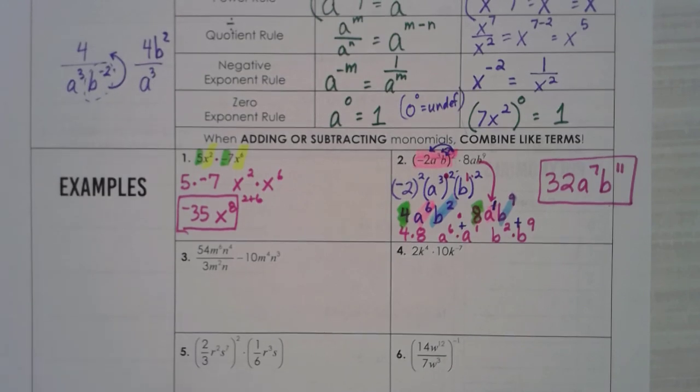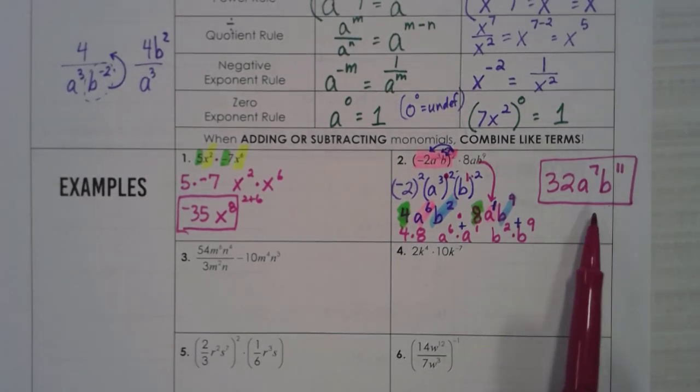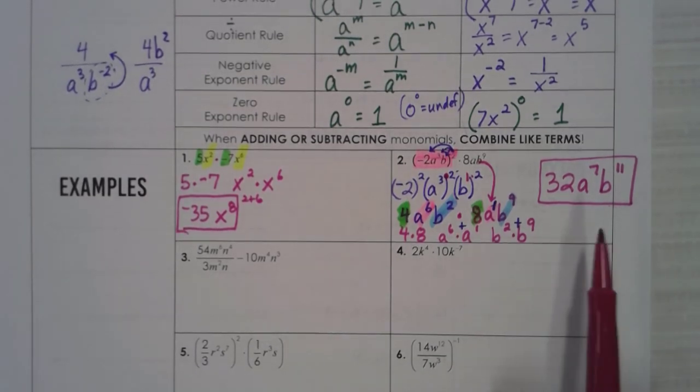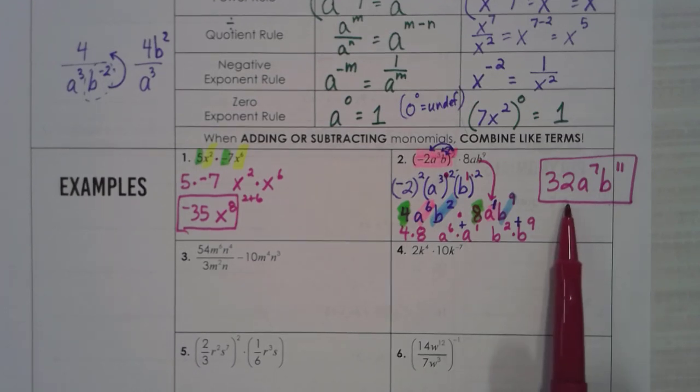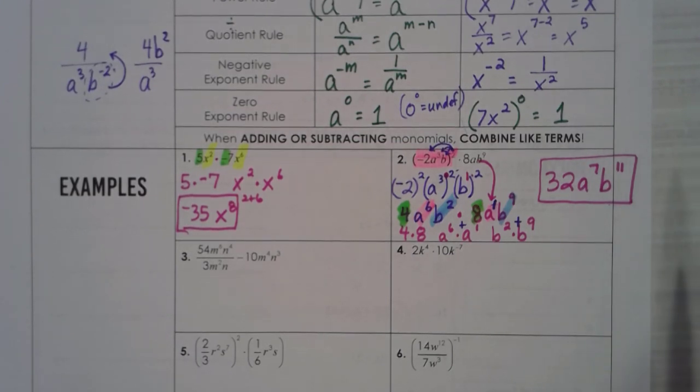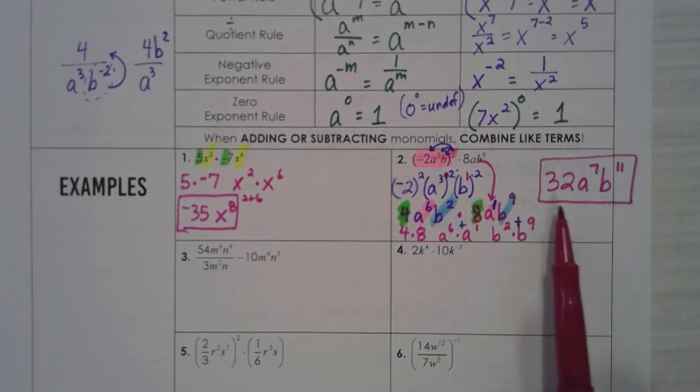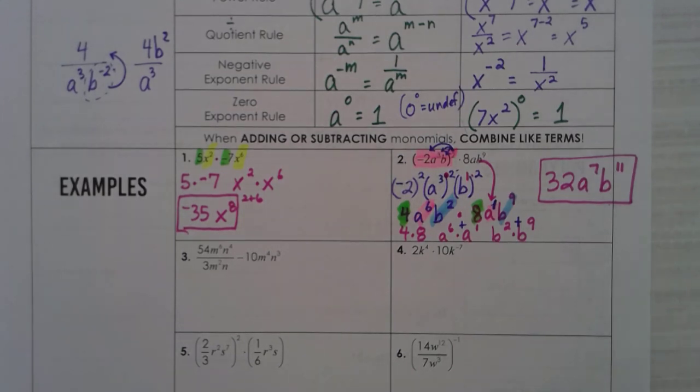Okay, and the rule is, in your final answer, you can only have one of each letter. So you can't have more than one A, you can't have more than one B. And you only want one number in front. Okay, if it's a fraction, you can have a number in the numerator and a number in the denominator. But we don't want extra terms that we could actually go ahead and combine. So we're going to combine everything that we could throughout our answer.